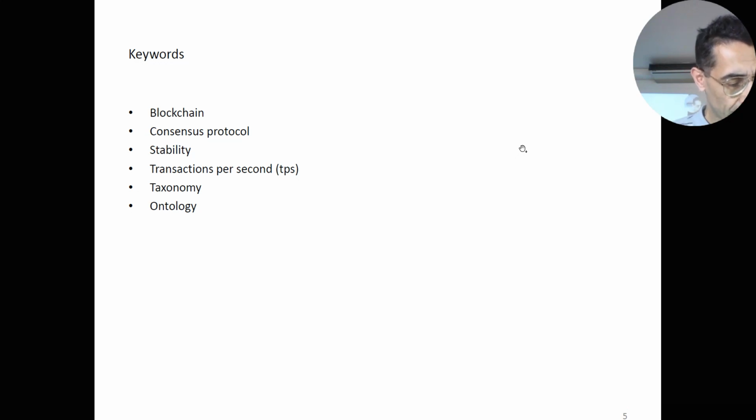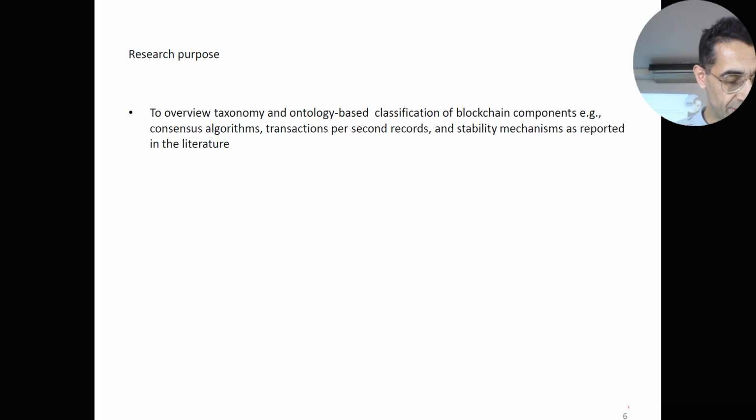These are the keywords such as blockchain, consensus protocol, stability, taxonomy, and ontology that we use to conduct our research, which leads me to the purpose of our research, which is to review taxonomy and ontology-based classification of essential blockchain components such as consensus algorithms, transactions per second, and stability mechanisms as reported in the literature.